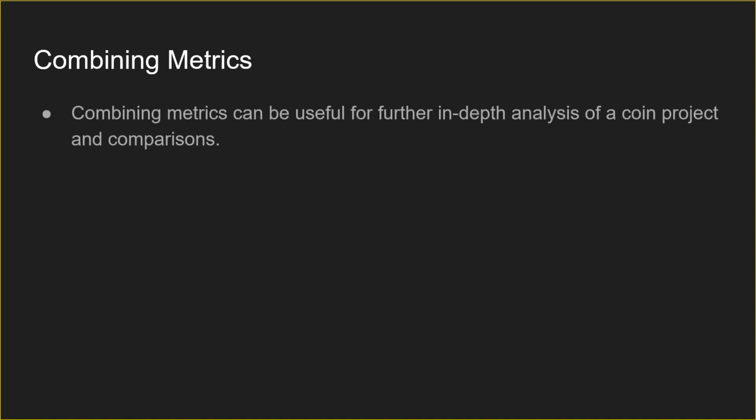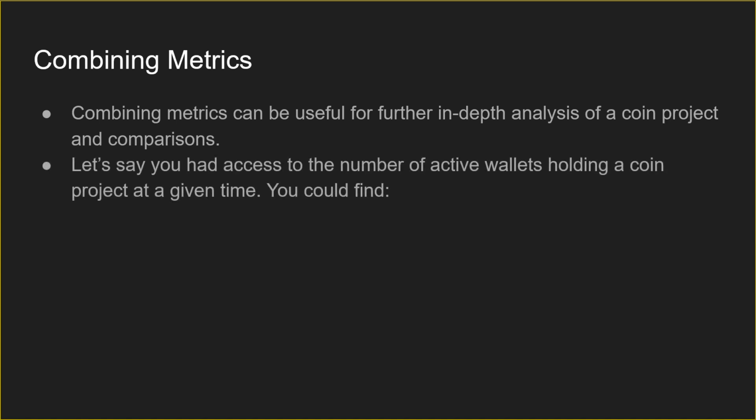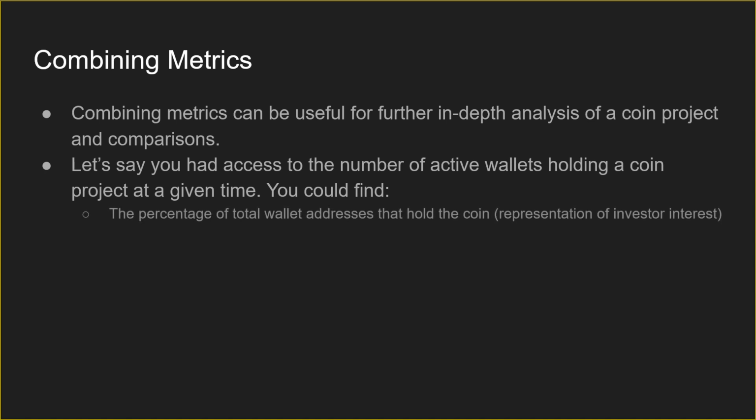Next up, let's take a look at how to combine metrics. Combining metrics can be useful for further in-depth analysis of a coin project and comparisons. Let's say you had access to the number of active wallets holding a coin project at a given time. You could use that number to find the percentage of total wallet addresses that hold the coin. So this would be the representation of investor interest.